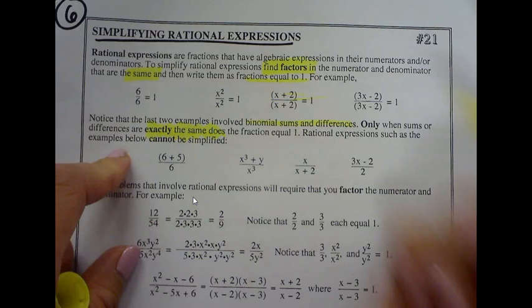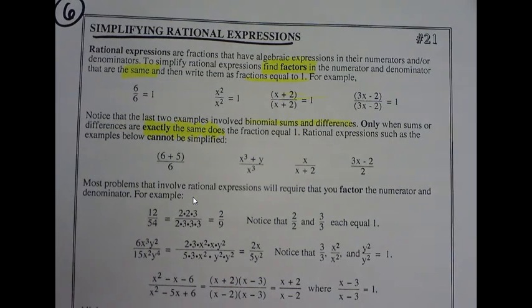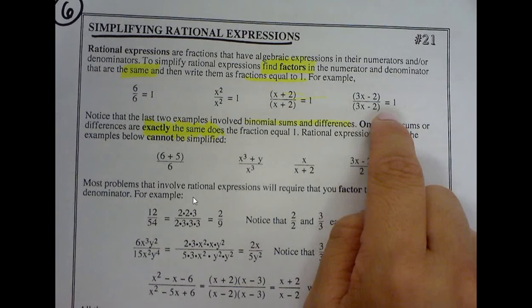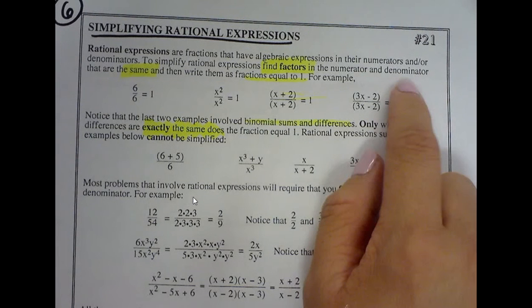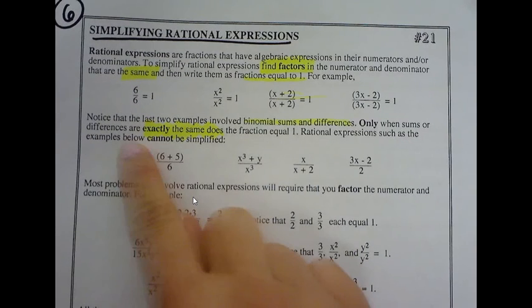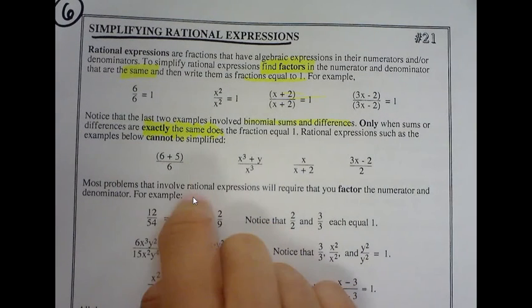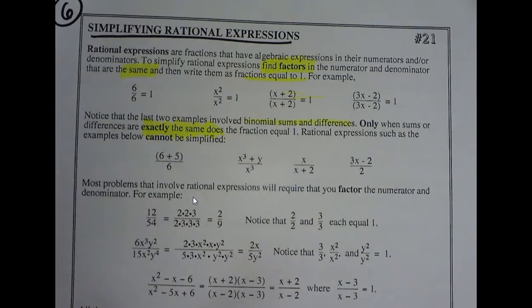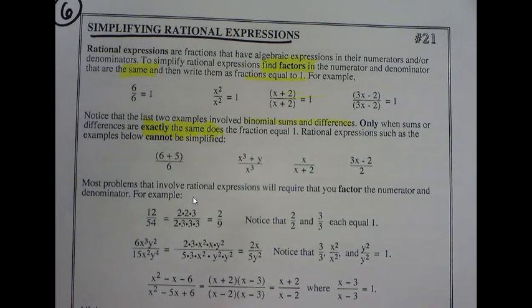If it was 3x minus 2 over 3x plus 2, are those exactly the same? So can you cancel them out and say it equals 1? No. Rational expressions such as this example cannot be simplified. These are the red flags that Miss Williams was talking about. Are these the same? So can you go, woo, cancel? No. How many of you still do that sometimes? None? Good. You cannot cancel these out.